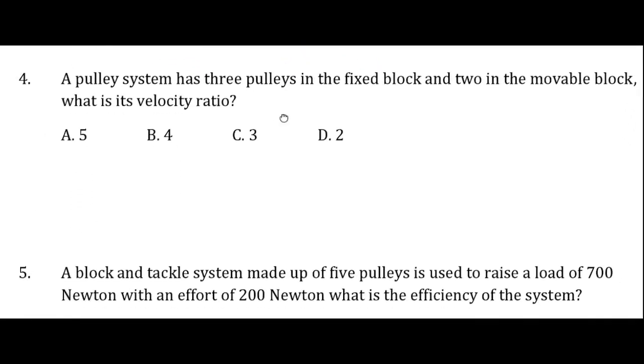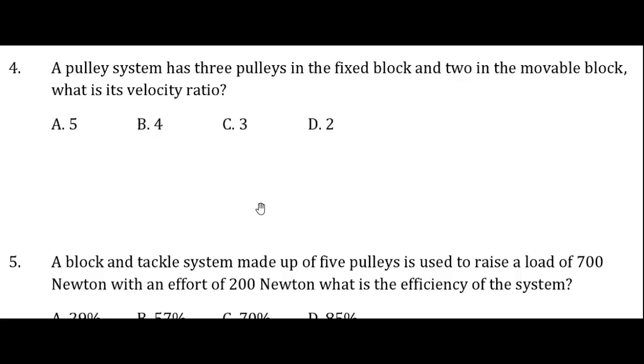Question 4. A pulley system has 3 pulleys, all right, in the fixed block and 2 in the movable block. What is its velocity ratio? Interesting question. Now you must know that in a block and tackle pulley system, the velocity ratio is equal to the number of rope segments that support the load. I said that earlier. So here we have 3 pulleys in the fixed block and 2 in the movable block. So that's a total number of what? 5. We have 3 plus 2. That's a total number of 5 ropes. Therefore, the velocity ratio is 5.